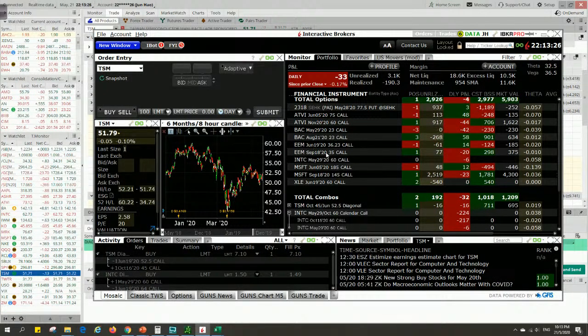So EEM also started out as a calendar spread with a same strike of $35. You can see that I'm longing a September 18 expiry with a strike price of $35, and then I sold a short dated call option contract that is expiring 19 June with $36.23.